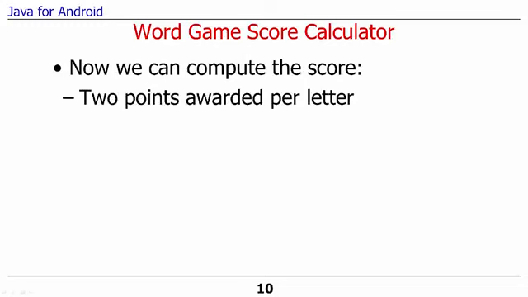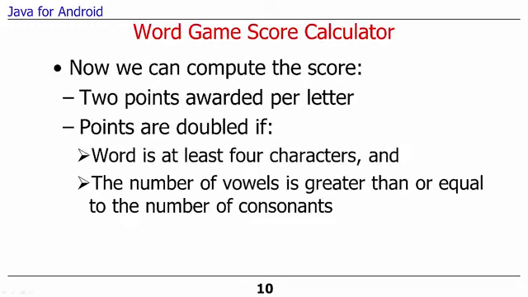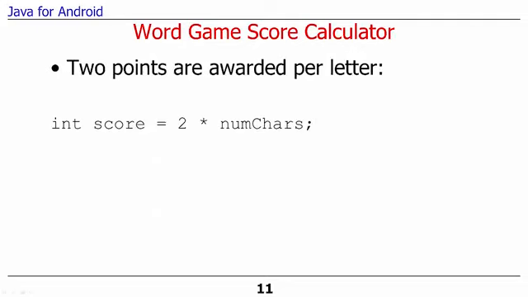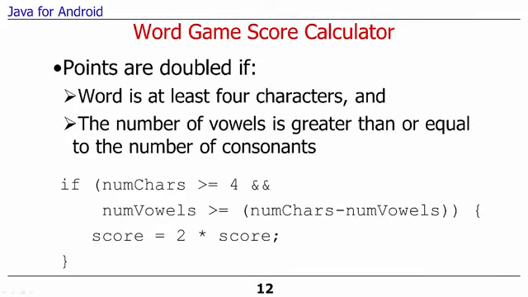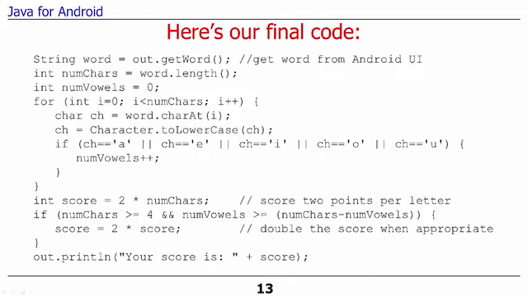Again, the user gets 2 points per letter and gets double that if certain conditions are satisfied. We start by initializing the score with the number of letters times 2, thus awarding 2 points per letter. We then need to determine if the word is worth double points. That is true if the word is at least 4 letters and if the number of vowels is greater than or equal to the number of consonants. A simple if statement with a compound condition satisfies our needs here. Putting it all together, here is our final code.